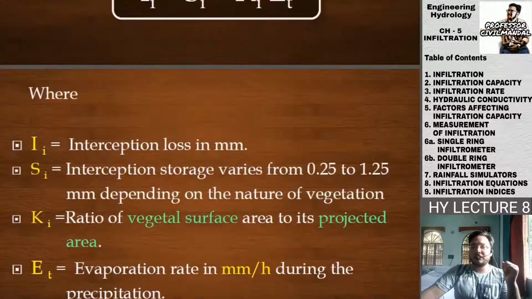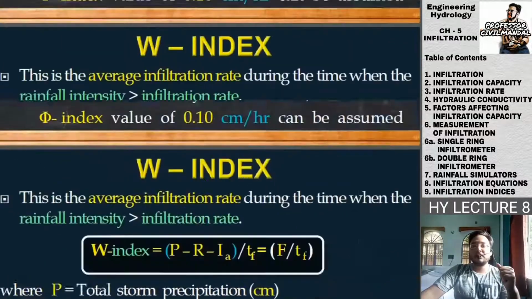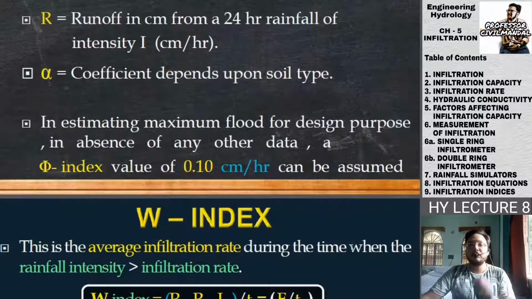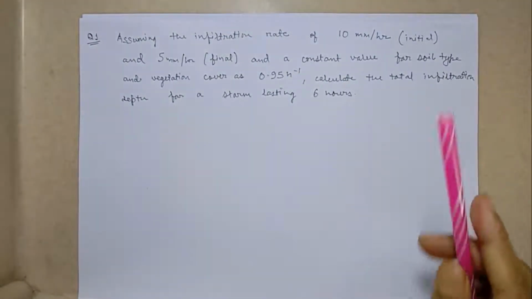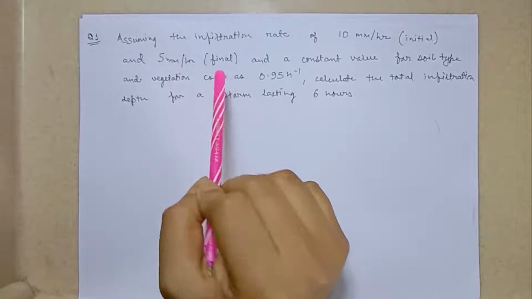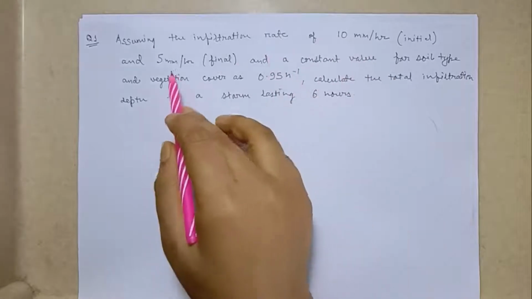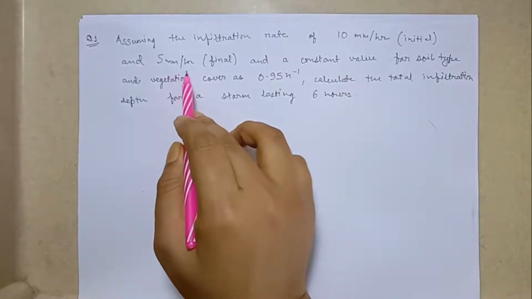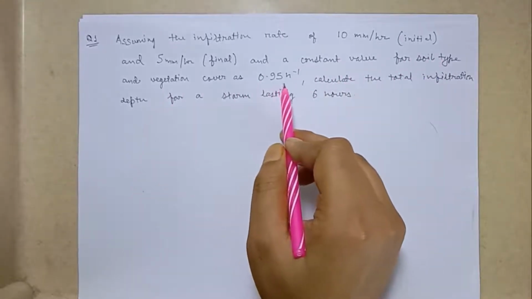So this was all about the theory related to infiltration, and now we will be discussing some numericals related to infiltration. Let's read this question. Assuming an infiltration rate of 10 mm per hour initial and 5 mm per hour final, and a constant value for soil type and vegetation cover of 0.95 per hour is given.